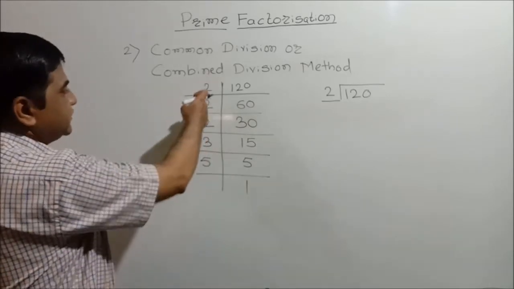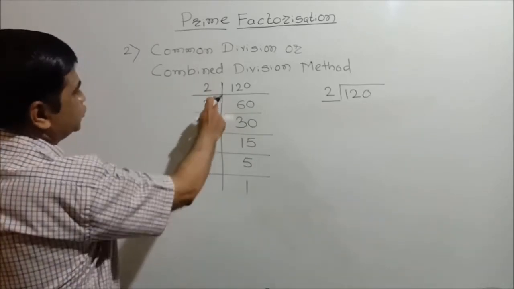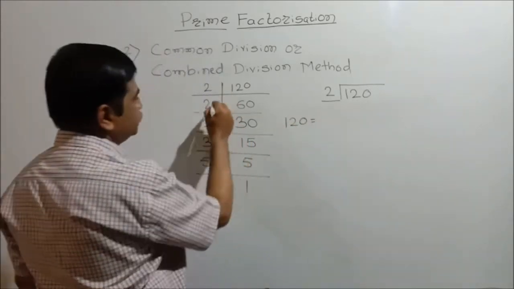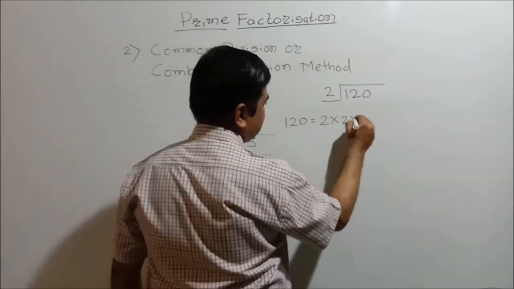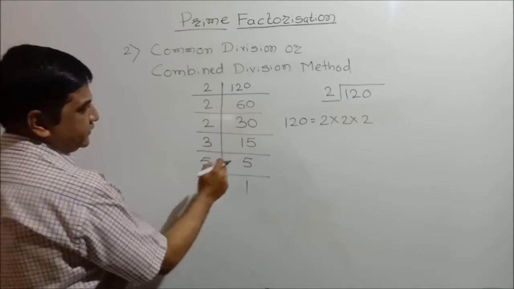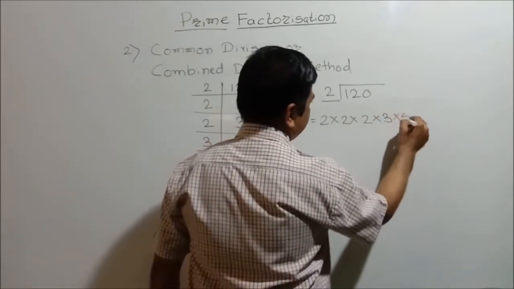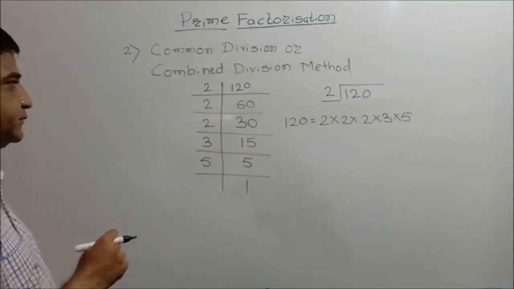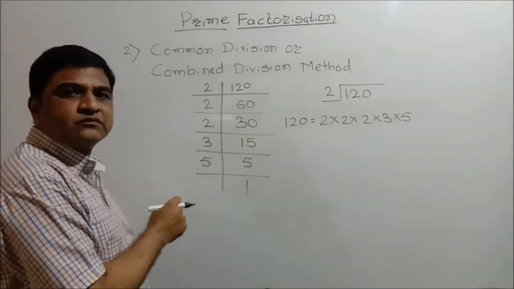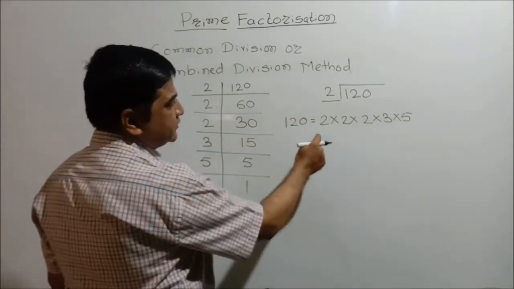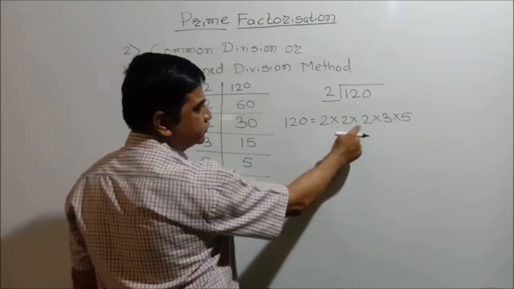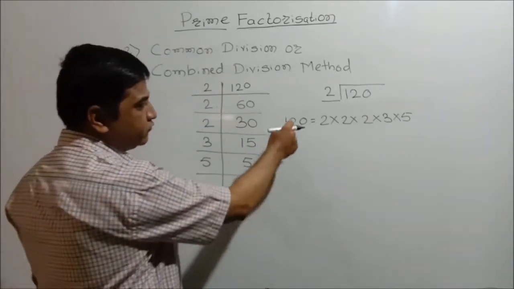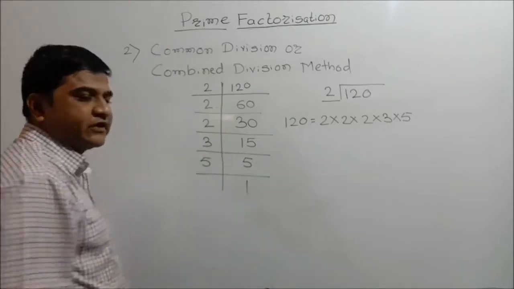And now you can see on the left hand side what we got: 2, 2, 2, 3, 5. Now, if I write 120 as the multiplication of 2, 2, 2, multiplied by 3, multiplied by 5, I will see that I got the same prime factors as we got by the factorization method. And it's the quickest method, a very fast method. Now you can see that again 2 multiplied by 2 is 4, 4 3s are 12, and 2 multiplied by 5 will become 10, and 10 multiplied by 12 will become 120. So we got all the prime factors of 120.